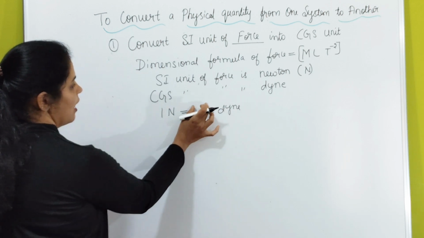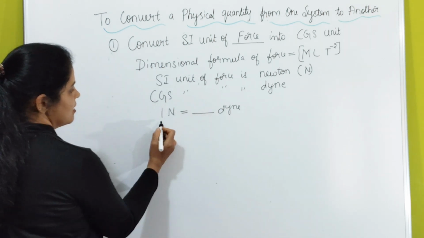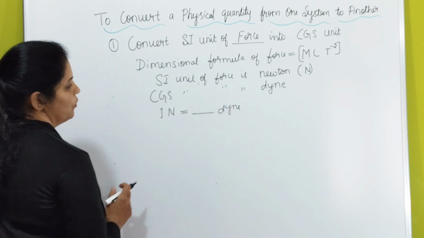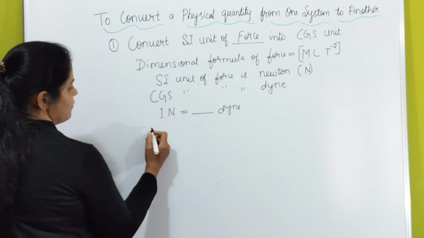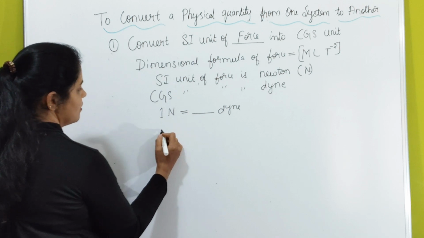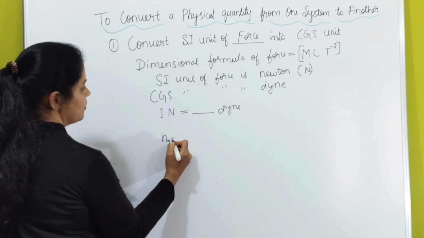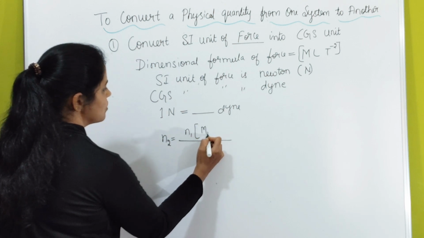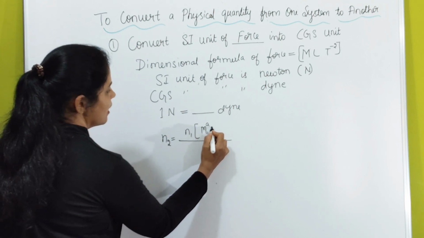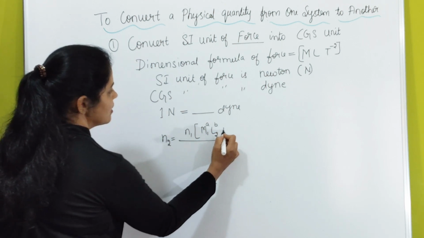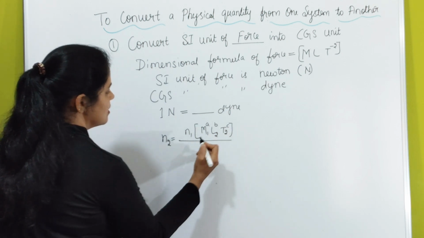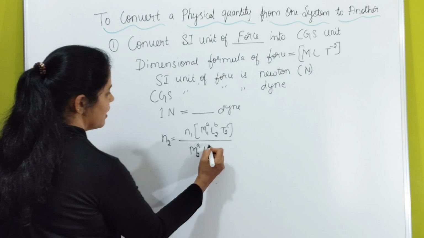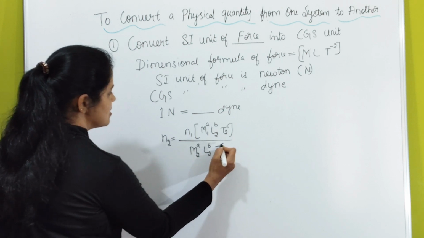Here N2 is unknown for us. This is N1 U1 is equal to N2 U2. So how to convert? Let us use the relation N2 is equal to N1 into M1 to the power A, L to the power B, T to the power C, and here M to the power A, L to the power B, T to the power C.